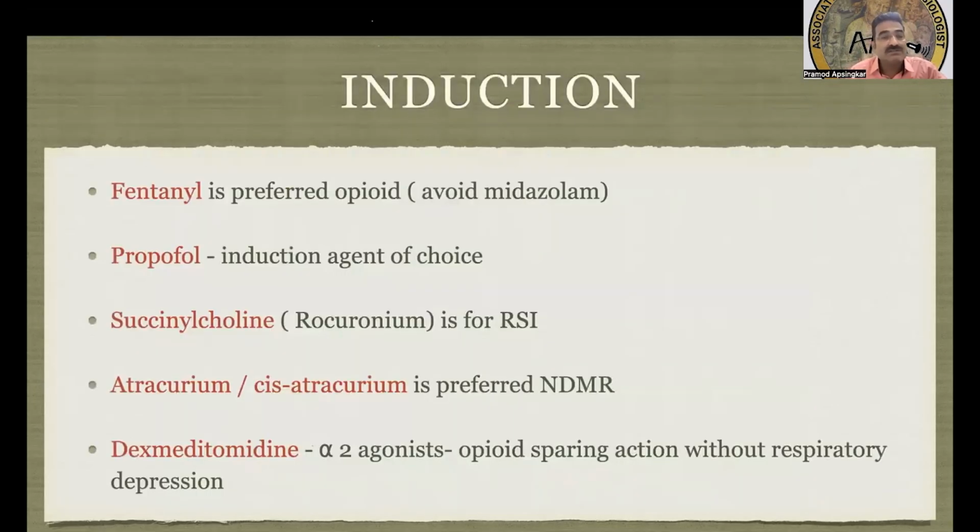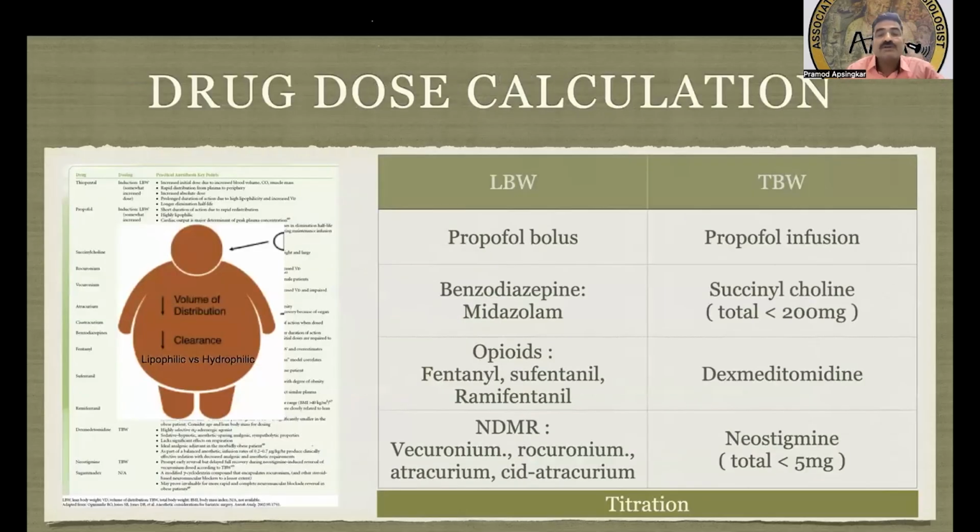So induction is done with fentanyl, propofol, scopolamine, atracurium, dexmedetomidine, no issue with that. But the most important question is how to calculate these drug doses, because various drugs are more lipophilic or more hydrophilic. Their volume of distribution is different, their clearance is different. So I have studied this and I have formulated one thing. Only 4 things are dosed with total body weight: propofol infusion, scopolamine, dexmedetomidine, and neostigmine. Apart from that, all drugs should be calculated with the lean body mass.